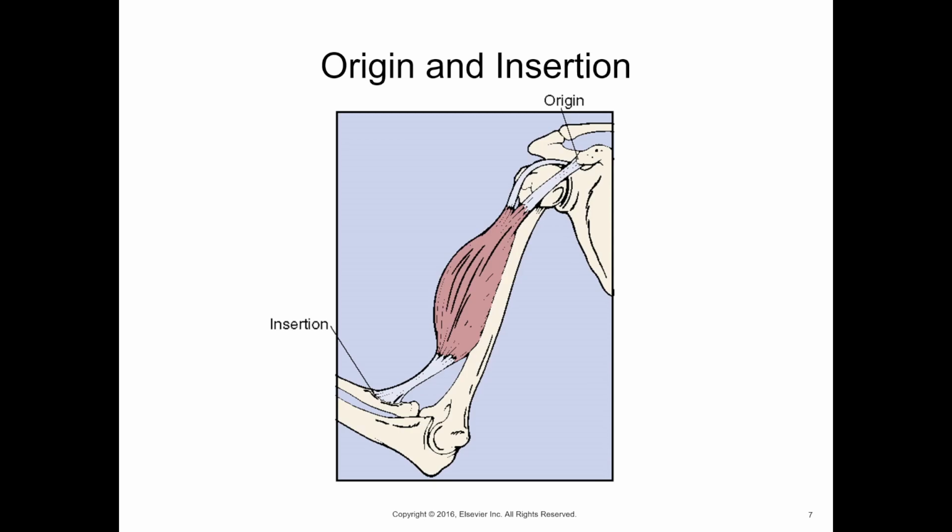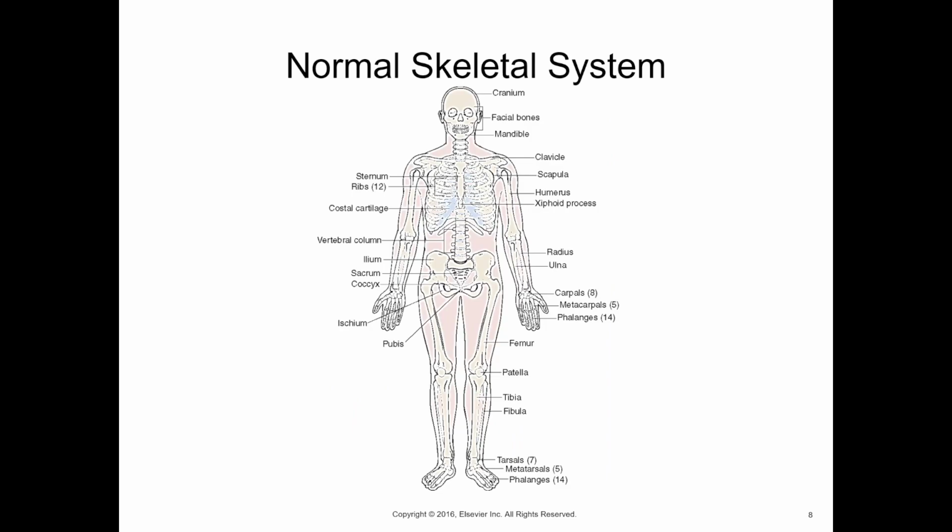So now we have origin and insertion. Typically, the origin is the attachment of the muscle that doesn't move when the muscle contracts. So the insertion moves towards the origin. You'll also hear sometimes other terms that are a little clearer, like proximal versus distal attachment, or superior, inferior, medial, or lateral attachments.